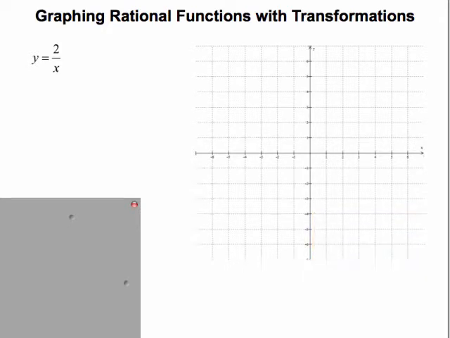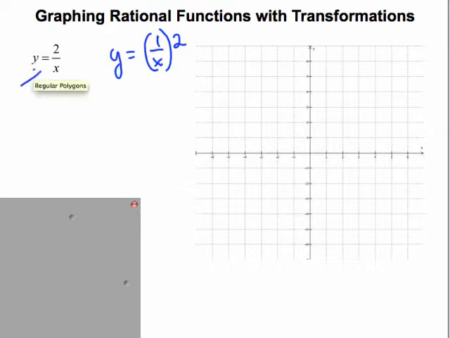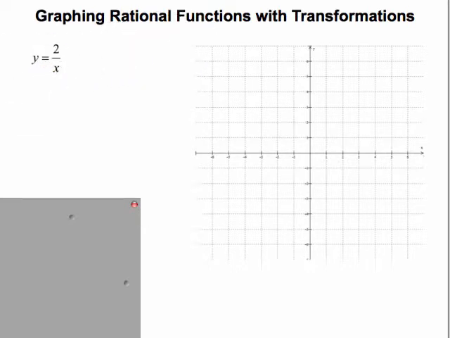So I'm starting off with this basic rational function, y equals 2 over x, and you can think of that, if you want, as the graph of 1 over x, which has been vertically stretched by a factor of 2. All right? So there's a transformation of 1 over x to get 2 over x. But I'm not going to think of it that way. I'm going to simply start with 2 over x because that's an easy enough graph to start with on its own. So I'm going to start with a couple of accuracy points.